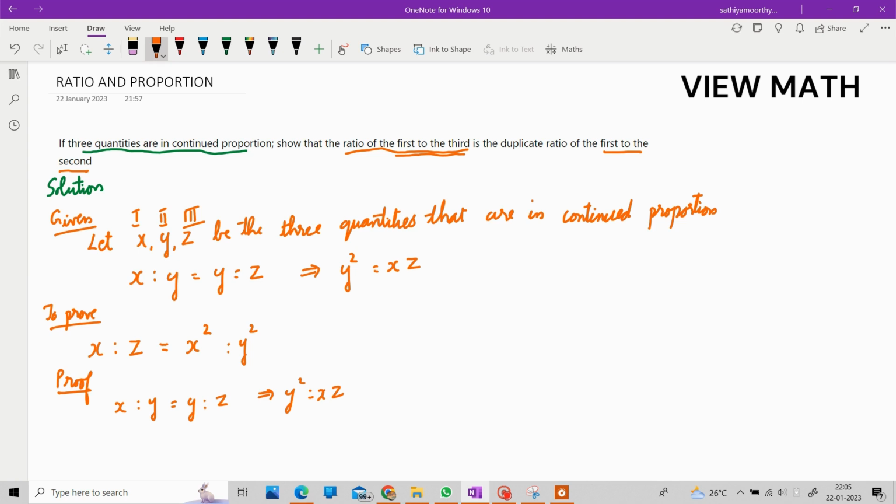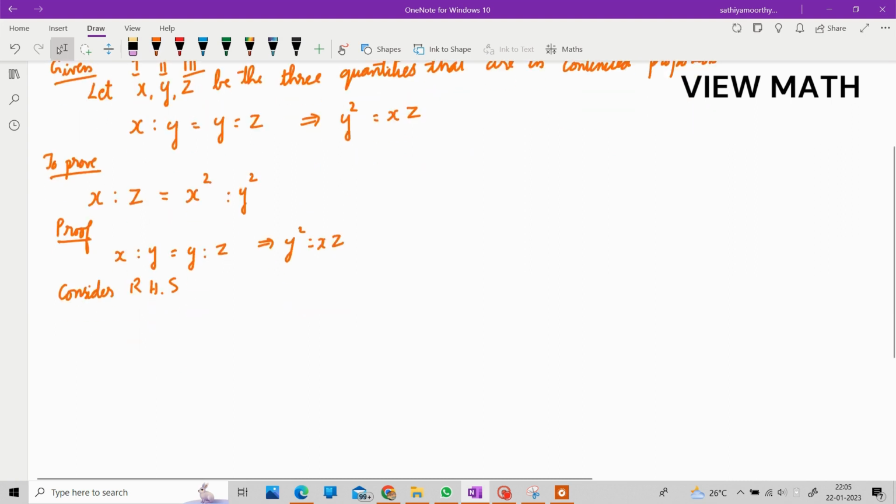Now I am going to take the right hand side. I'm going to consider the right hand side and I'm going to show it is equal to the left hand side. Consider right hand side, x square is to y square. So this is equal to x square, I'm writing it as it is, and y square we know it is xz. So I'm going to substitute xz instead of y square.